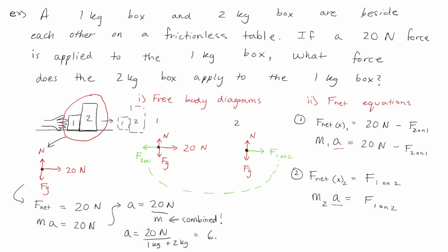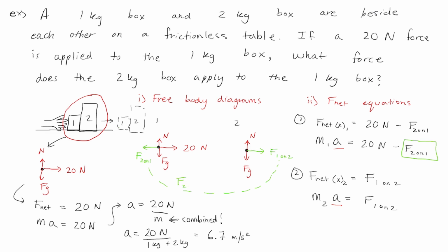And what we find is that their combined acceleration is 6.7 meters per second squared. So the two blocks are accelerating together at a rate of 6.7 meters per second squared. And now that we have the acceleration, we're ready to solve. And now we were asked to solve for the force of the 2 kilogram box on the 1 kilogram box.